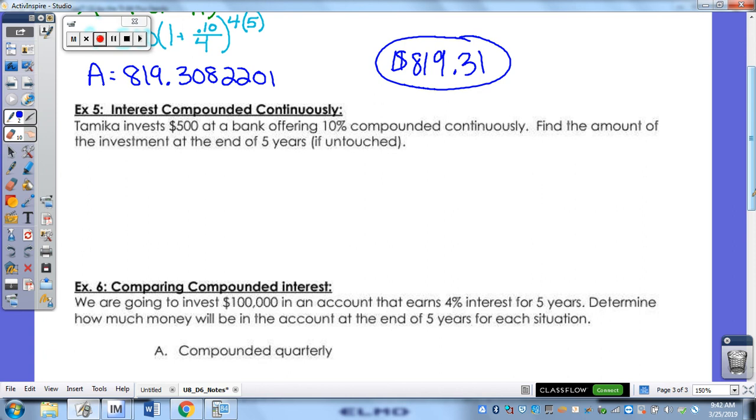So our next one, Tamika invests $500 at a bank offering 10% compounded continuously. Find the amount of the investment at the end of 5 years if left untouched. So basically the same kind of problem as Jose. The only difference here is it's being compounded continuously. So whenever it says compounded continuously, that is our PERT formula. A equals P times E to the RT power.